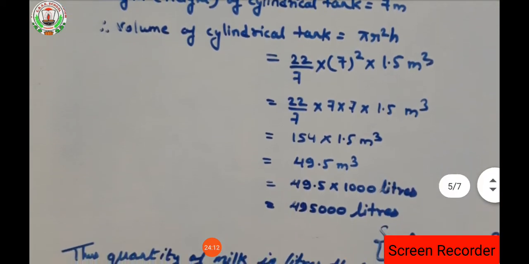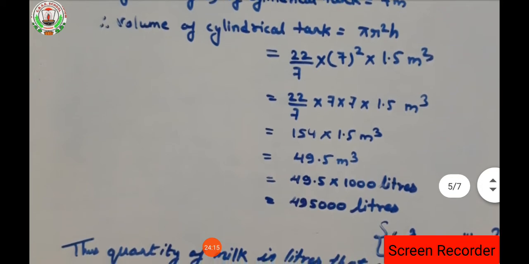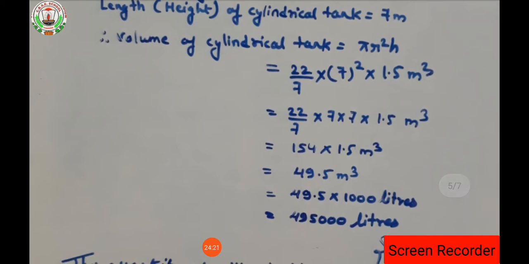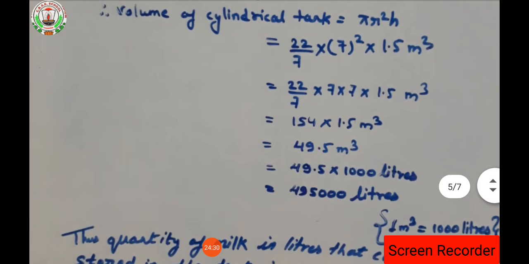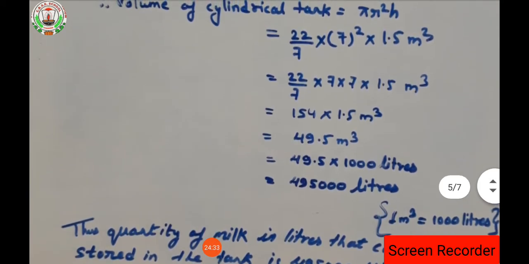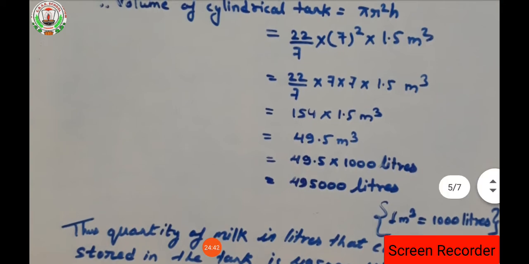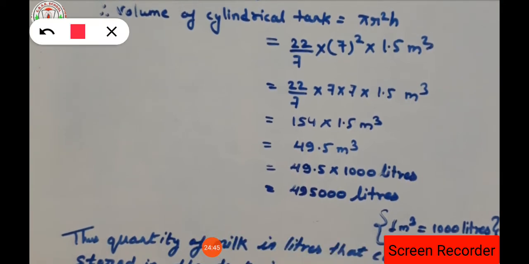Now the volume of the cylinder is pi r square h. Pi value is 22 by 7, into r square, that is 1.5 square, and the height is 7 meter. Substituting all the values and solving, we will get the required answer. So 22 upon 7 into 1.5 the whole square into 7. Then one 7 will get cancelled from the numerator and the denominator. What is the number left out? The number left out is 22 into 7 into 1.5.